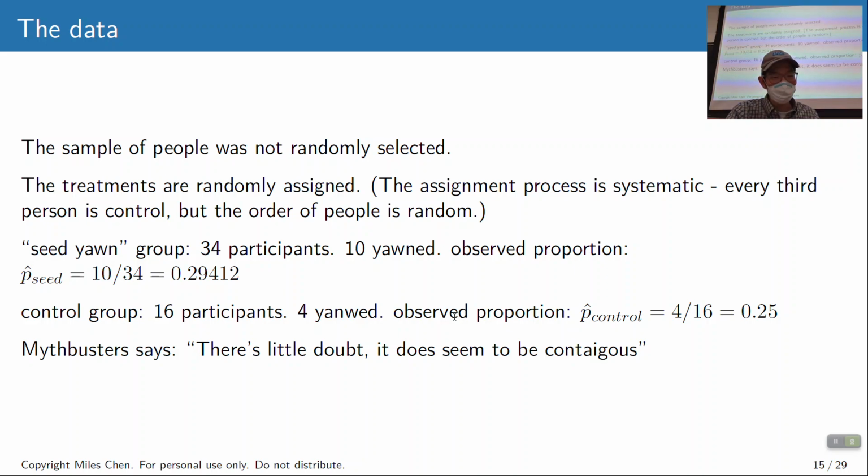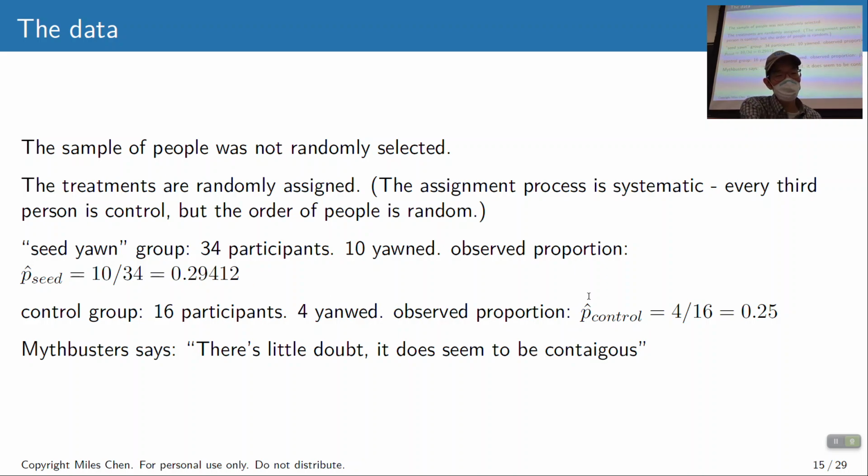So I said, well, 1/3 of 50 is around 16, 17. So they said in the control group, 25% yawn. So that's got to be 4 out of 16. And in the seed yawn group, they said 29%. So that's going to be 10 out of 34 people yawn. So we're going to have a total of 50 people. 10 out of 34 yawned in the seed yawn group. 4 out of 16 yawned in the control group.